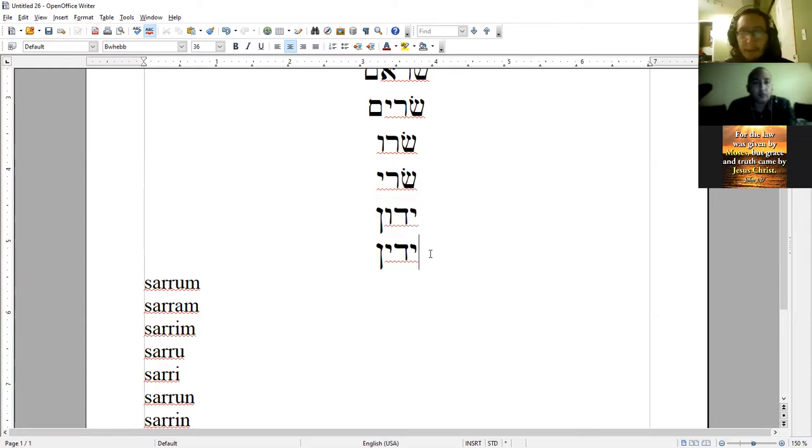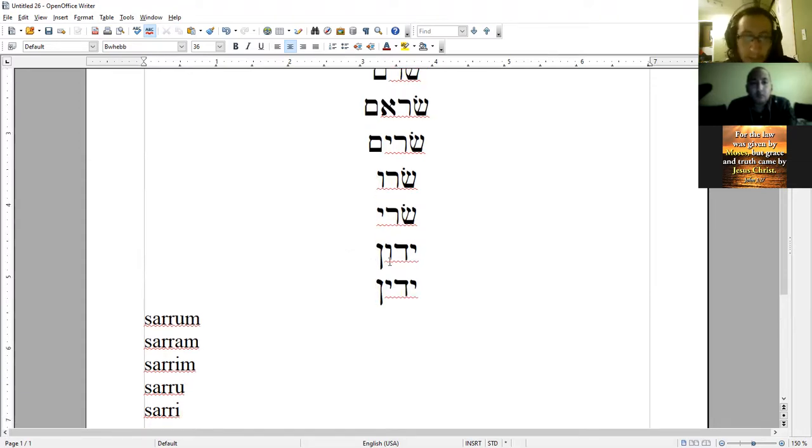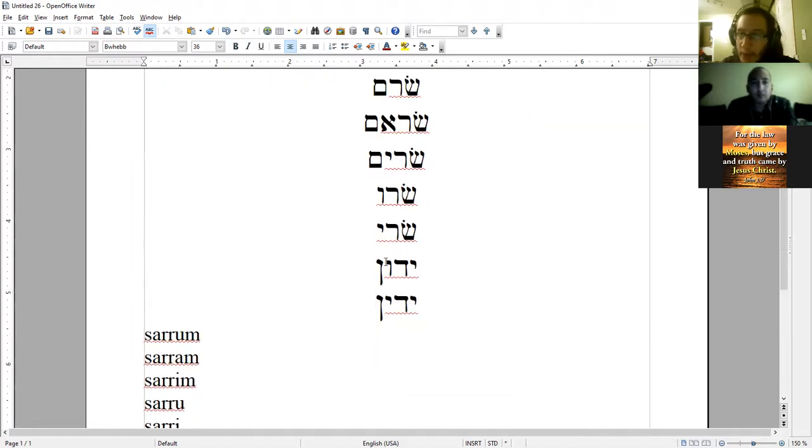So if you're saying the fingers of my hands, then you would use yadin because it's a genitive. But if you're saying your hands, like as a subject, your hands did something, then it would be the first one. It would be the nominative case. So that's how it works for the masculine.